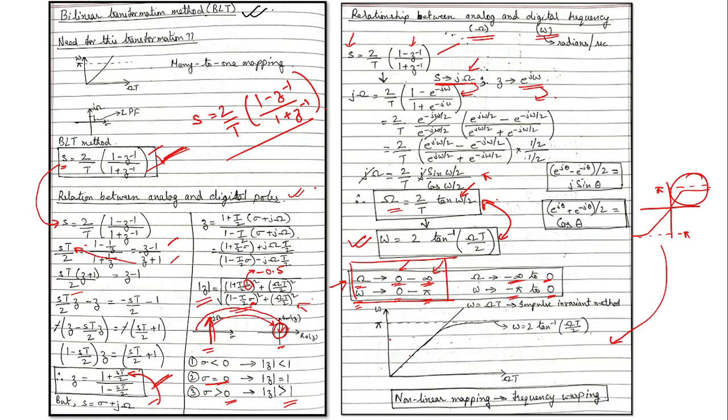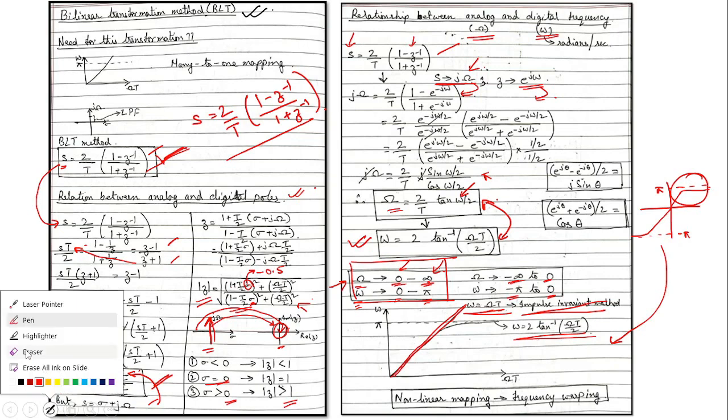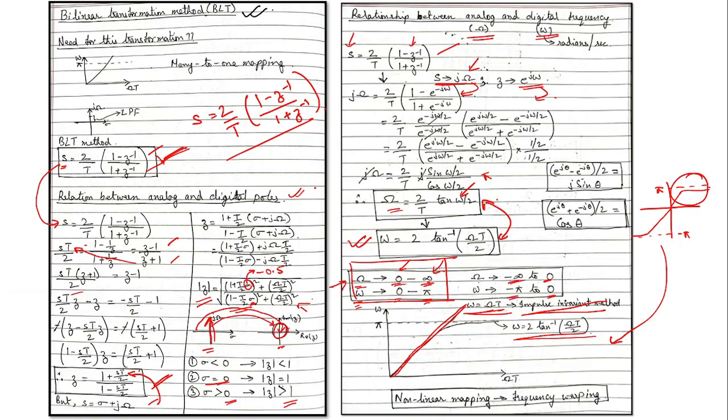In the impulse invariant method, we have omega equals omega T. However, in the bilinear transformation method, we have the digital frequency omega equals 2 tan inverse of sigma T by 2. Now the first case, if you see, is a linear relationship. On the contrary, when we apply this bilinear transformation method, this relationship comes out in this fashion.